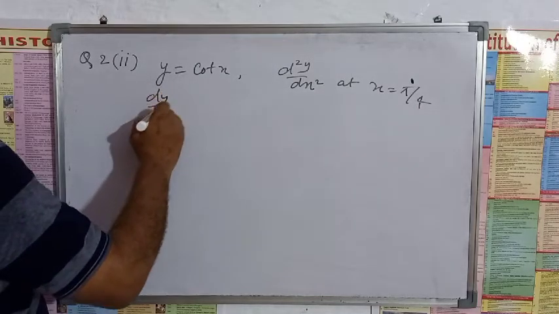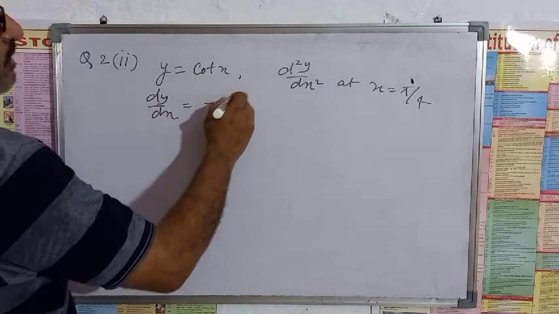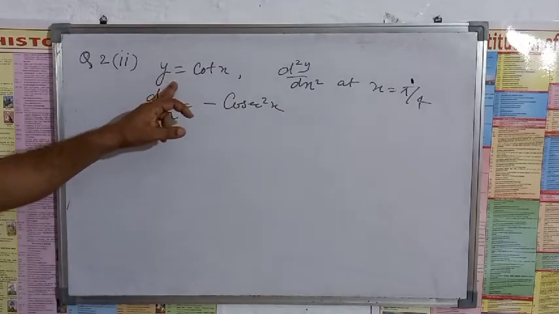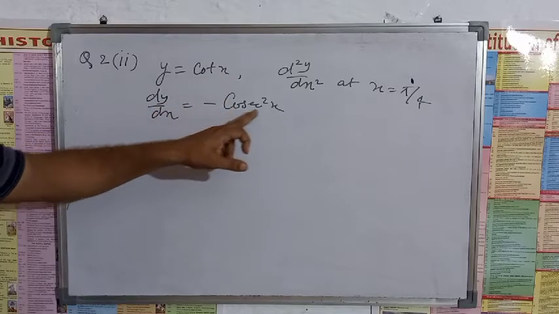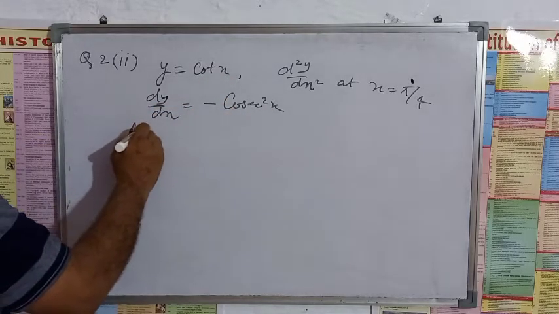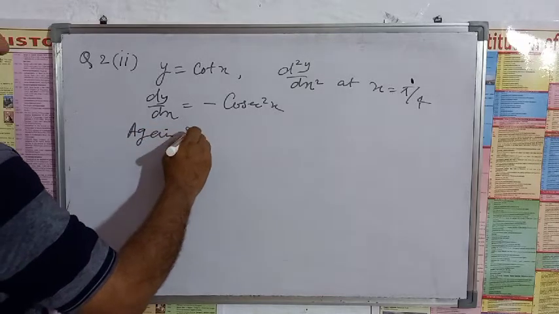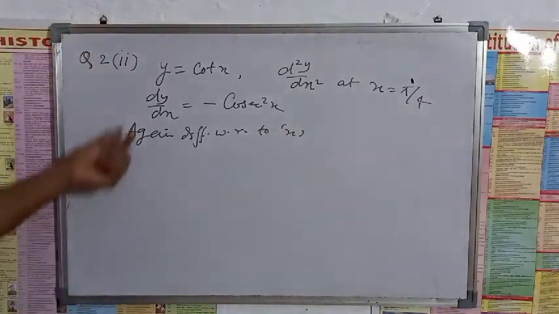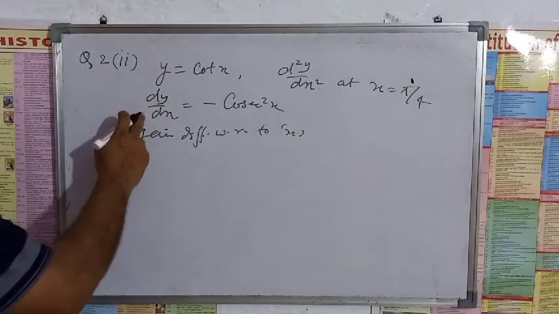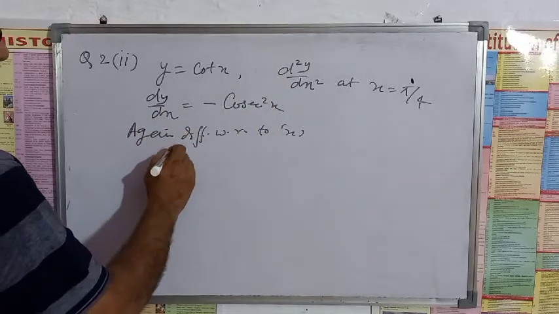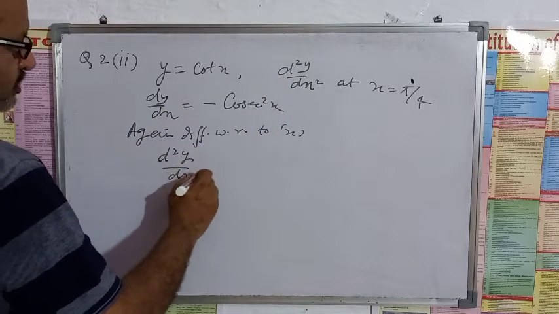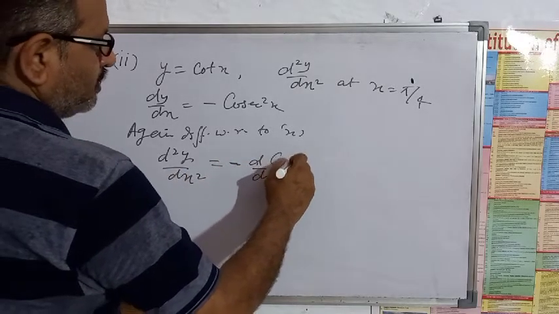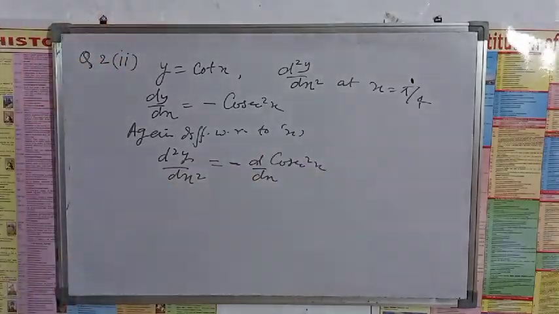So write dy by dx. Cot x derivative is what? Minus cosec square x. Differentiating with respect to x, cot x derivative is minus cosec square x. Again differentiating with respect to x. What we will write on the left side? Dy by dx. When again differentiated, it will be second order derivative d2y by dx square. Minus sign outside, d by dx of cosec square x.